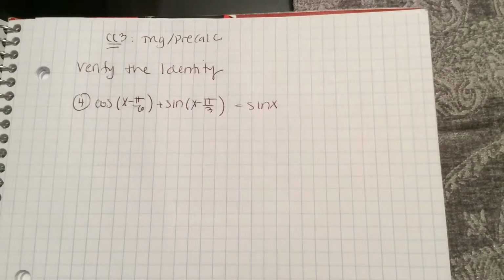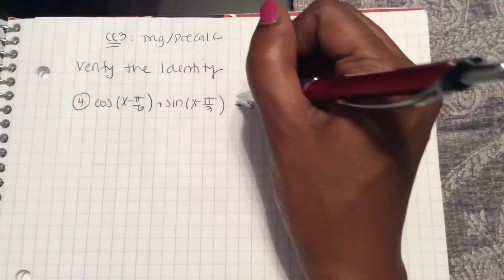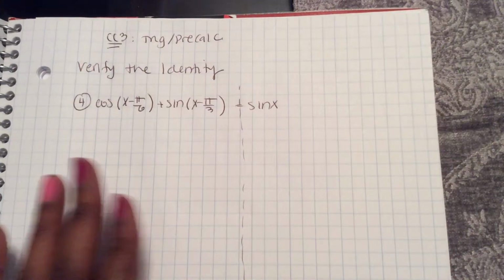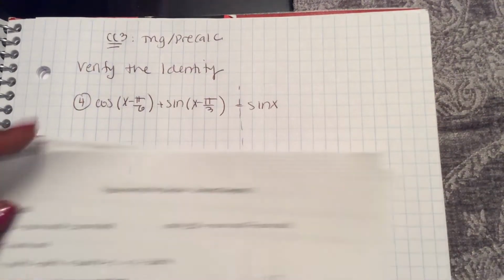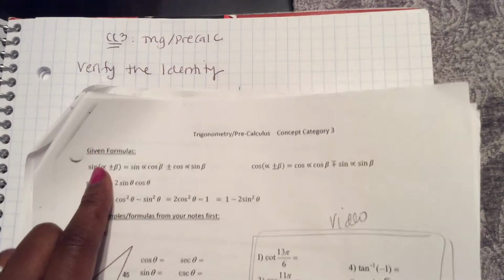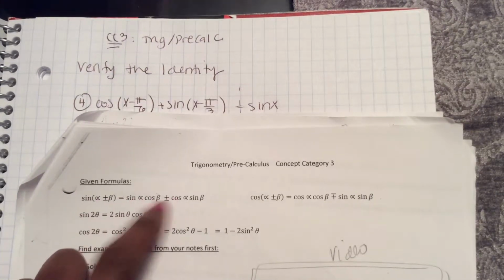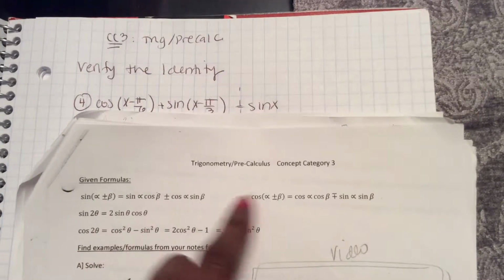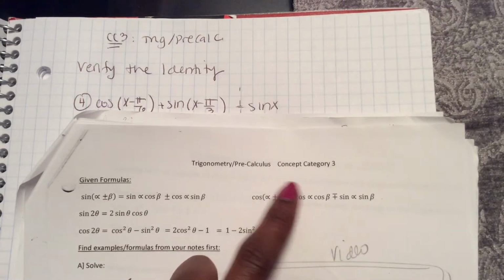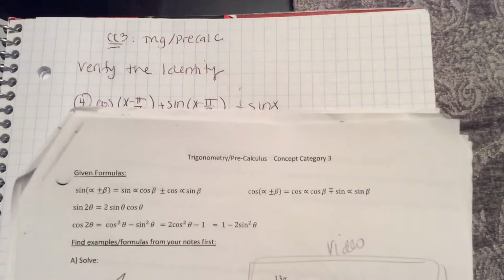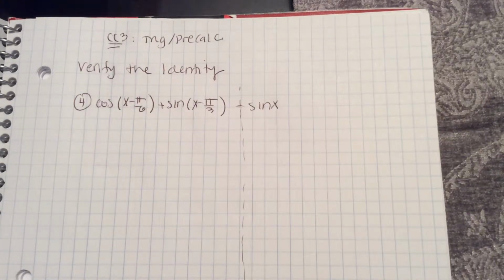Here we need to verify this trig identity. The right side of my equation is pretty simple, so I'm going to focus on the left side. I see I can apply these two trig identities. So notice for the sine one, if it's plus, it stays plus. If it's minus, it's minus. But for cosine, if it's plus, it becomes minus. And if it's minus, it becomes plus. So I'm going to apply these trig identities.